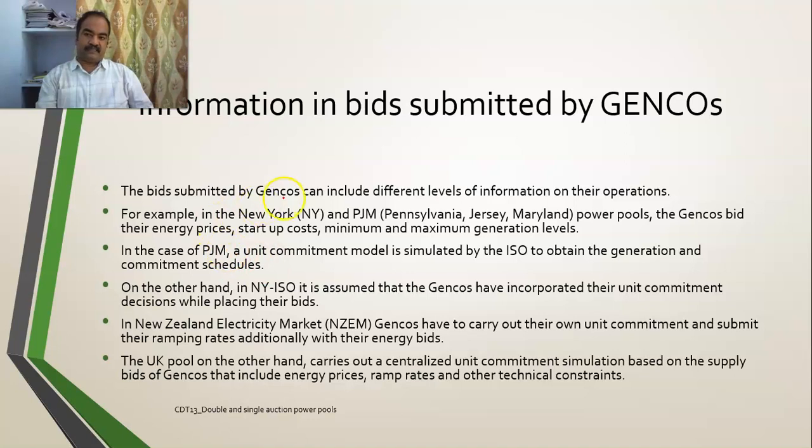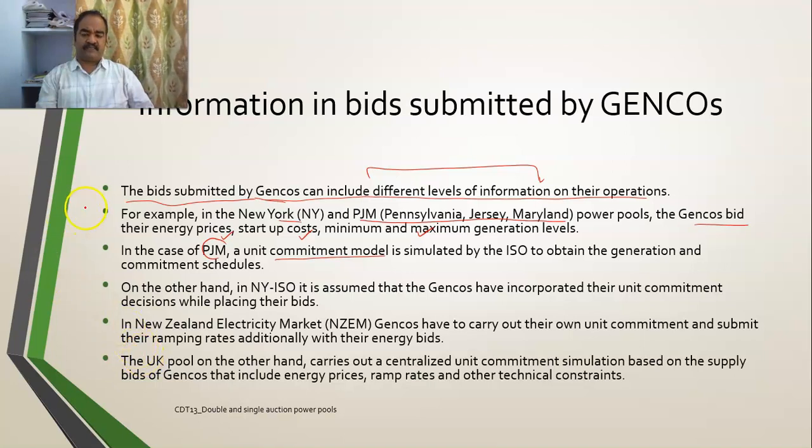The information provided in the bids varies from different countries to different states. It depends upon the understanding between the ISOs and the GENCOs, and in particular it will be very clearly mentioned in the pool markets. The bid submitted by GenCos can include different levels of information. For example, we have taken different pool markets in the USA. The GenCos here bid for energy prices, startup costs, minimum and maximum generation levels. Whereas in PJM, they will be providing some other information. So these are a few examples of different markets where the information provided by the GenCos varies.